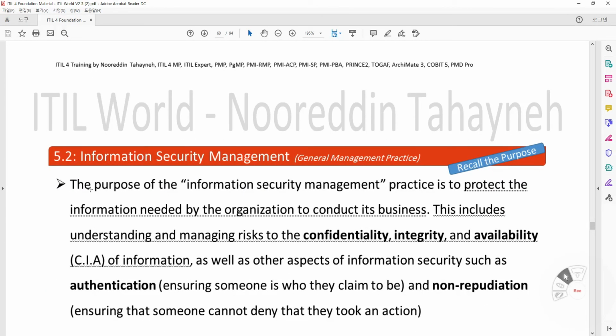Information security management. The purpose of the information security management practice is to protect the information needed by the organization to conduct its business. This includes understanding and managing risks to the confidentiality, integrity, and availability (CIA) of information, as well as other aspects of information security such as authentication, ensuring someone is who they claim to be, and non-repudiation, ensuring that someone cannot deny that they took an action.